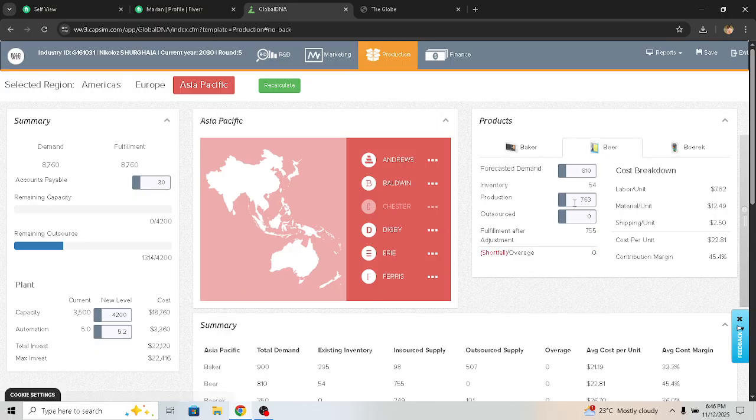Next product is Beer. Beer we forecasted to sell 810. We had an inventory of 54, so factoring it in, we remained with a production of 763 units. Looking at the contribution margin again, we have 45.4%, meaning we are operating on profits. We got our final product, which is Borek. It's our new product, forecasted 350 units. We produced 251 and we outsourced 101 for the sake of balancing the remaining outsource and the capacity at hand. Looking at the contribution margin, we have 36.0, meaning we are operating in profits.